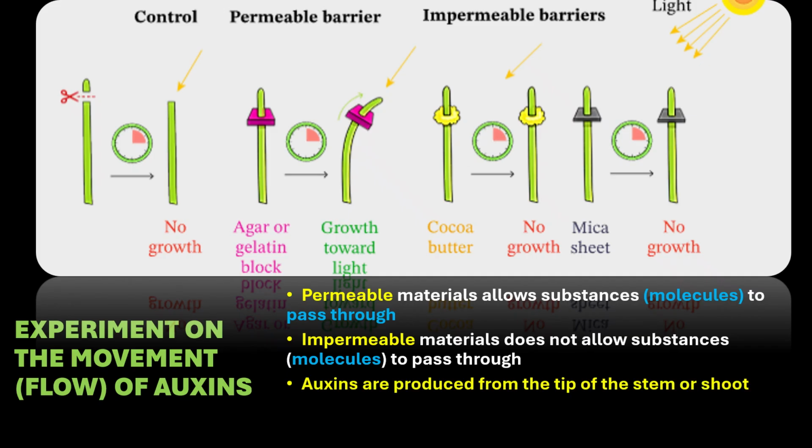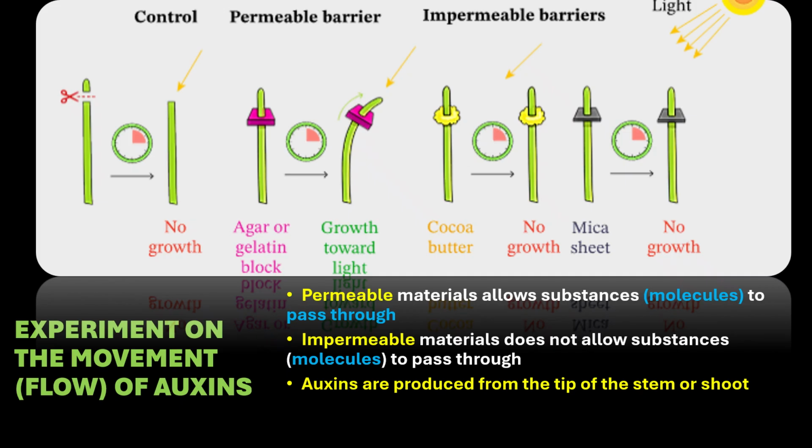Auxins are produced from the tip of the stem or the shoot. So auxins are produced at the tip here, as you are seeing. That's where the experiment is happening. In the first instance, they cut off the tip, and then guess what? It did not grow. How do we know? If you take the measurement of the height, you can see there's no growth because there is no auxin.